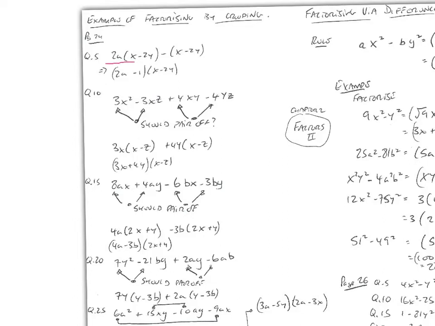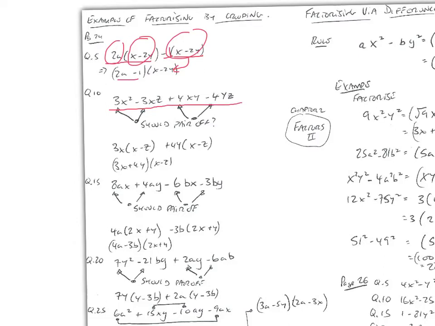Factorize 2a by x minus 2y minus 1 by x minus 2y. There's a 1 there, you can't see it. Well, you have your common factor, that's there, and you've 2a minus 1 there. That's that expression factorized. What about 3x squared minus 3xz plus 4xy minus 4yz?